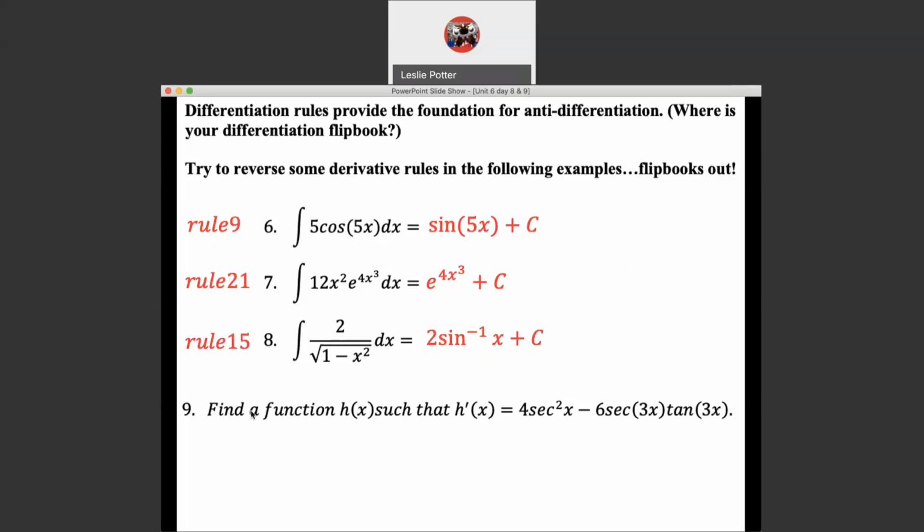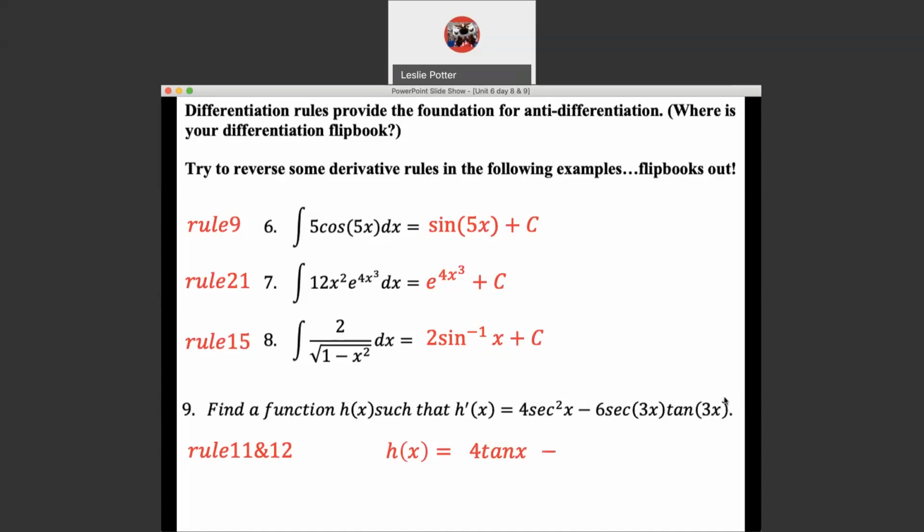Okay, and then this last example is to find a function h of x such that h prime of x is this. So this is the derivative. This is kind of a combination of rule 11 and 12 in your flip book. And so h of x is going to be, if this is the derivative, we must have started with tangent. So for tangent x, when we differentiate that, we get 4 secant squared x. And then we have a minus sign here. This is a little bit tricky.